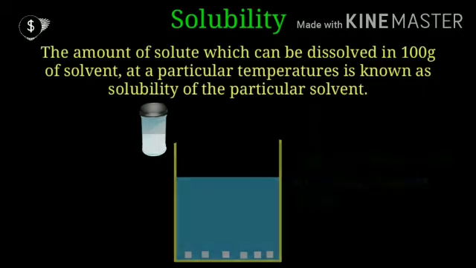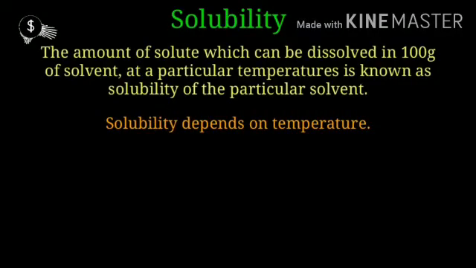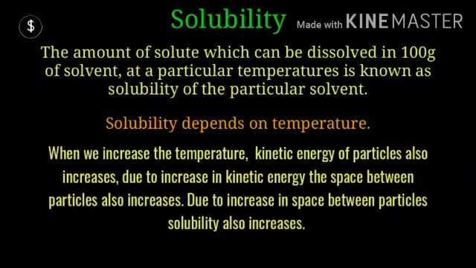So the amount of solute which can be dissolved in 100 gram of solvent at a particular temperature is known as solubility of that particular solvent. When we increase the temperature, the solubility can be increased. So we can say that solubility depends on temperature.